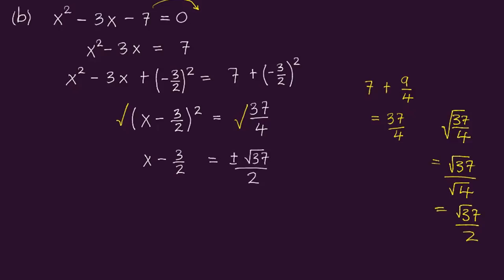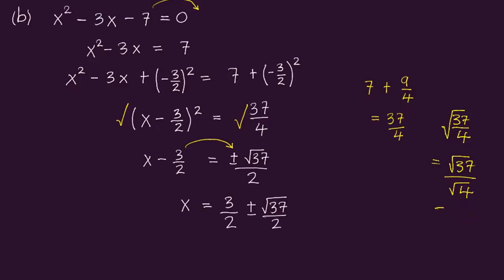We'll be having plus or minus the square root of 37 divided by 2. And next we can shift -3 over 2 to the right hand side, and it becomes positive. So we'll be having x is equal to 3 over 2 plus or minus the square root of 37 over 2.